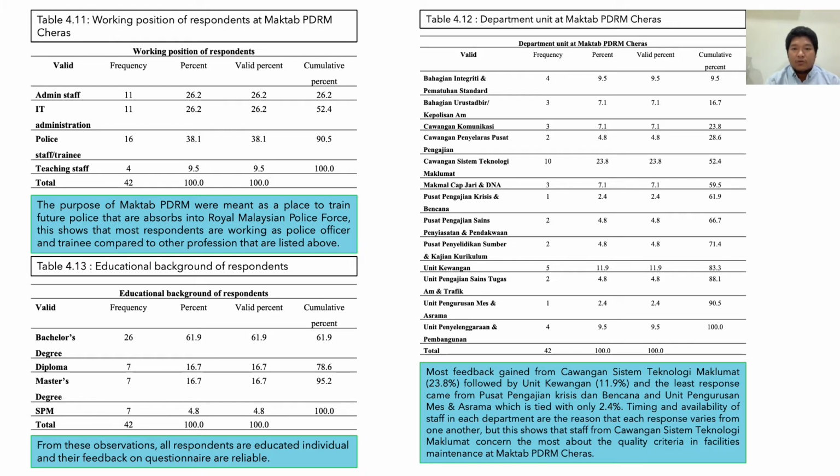Next we will go into the department units at Maktab PDRM Cheras. As you can see, we have a lot of units there. Based on the questionnaire survey, most feedback was gained from Cawangan Sistem Teknologi Maklumat, which is 23.8%, because they have a lot of time to answer my questionnaire survey compared to other units, which are quite busy, but it is okay. They concern a lot about FM services at Maktab PDRM Cheras.